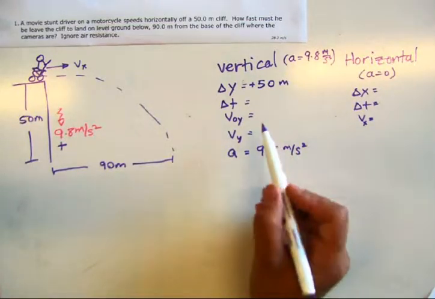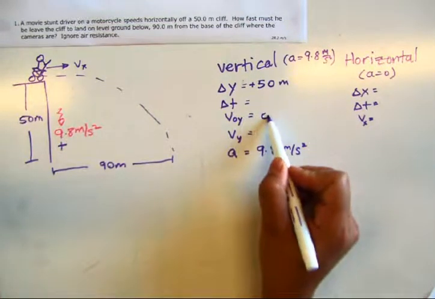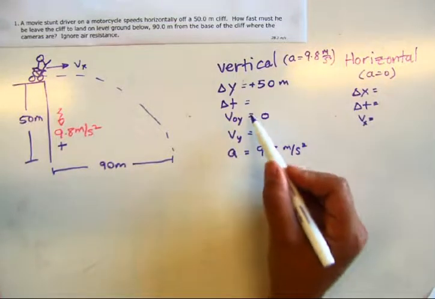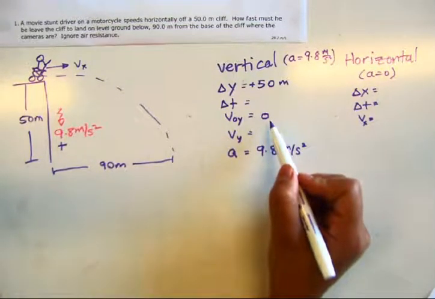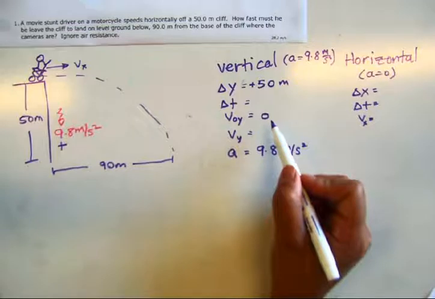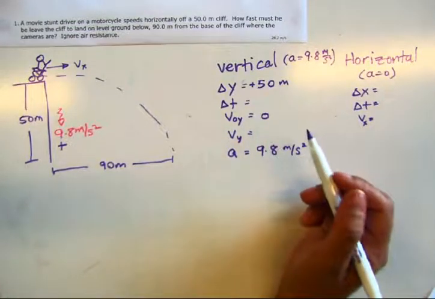V naught y is 0. Are you guys comfortable with that? Yes. Why is it 0? No, it's not. Well, the motorcycle is moving, but it's moving horizontally. Oh, right. This is complicated. Yeah, it's easy to mess up.